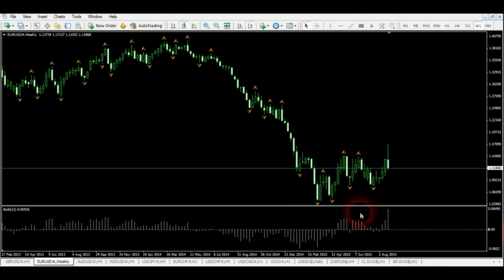We don't have anything to do with selling. We're just going to talk about buying right now. So my bar is above the zero line, and it's a confirmation that I can buy here. I wait for the next bar to start working, and then I do my buy positions.